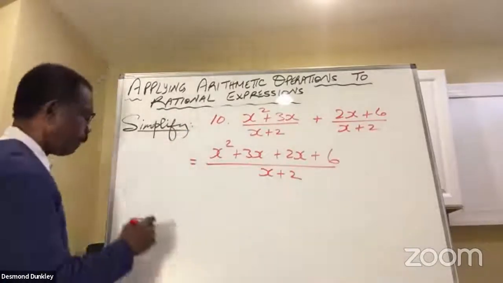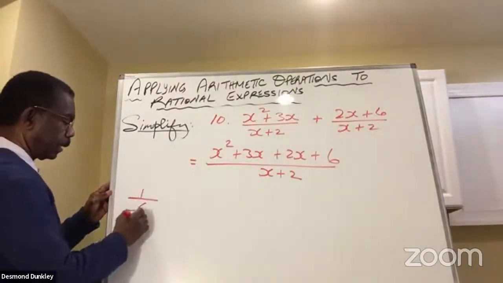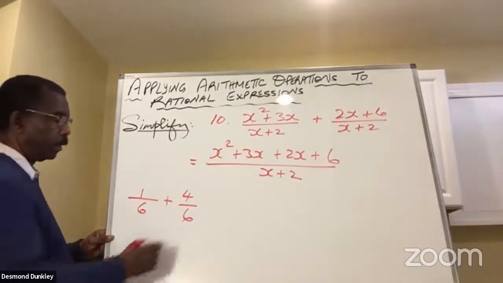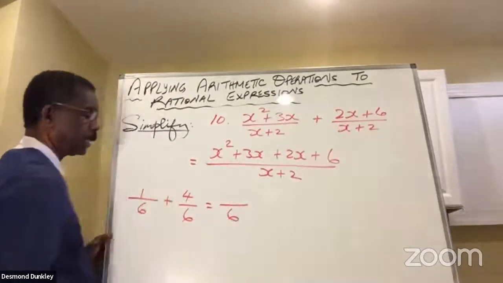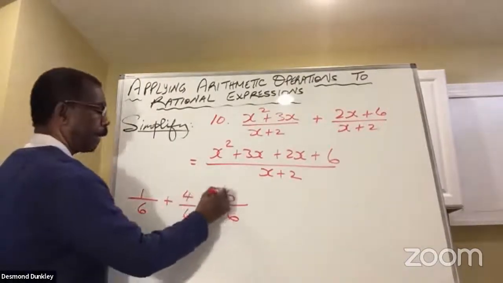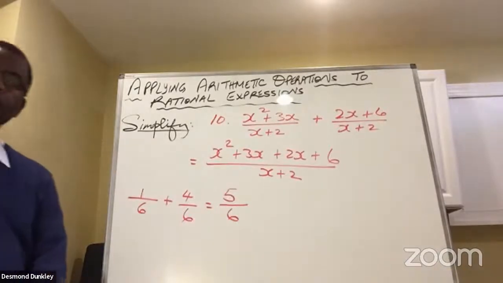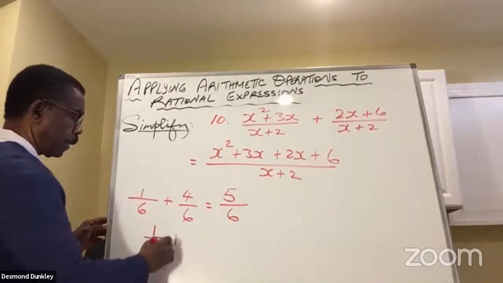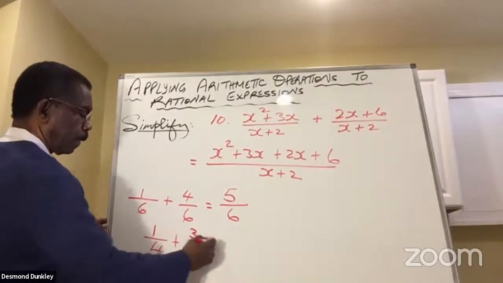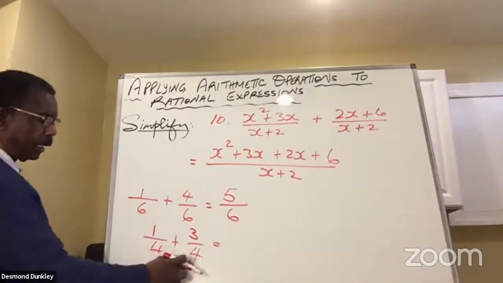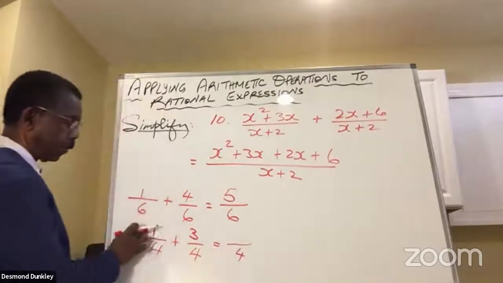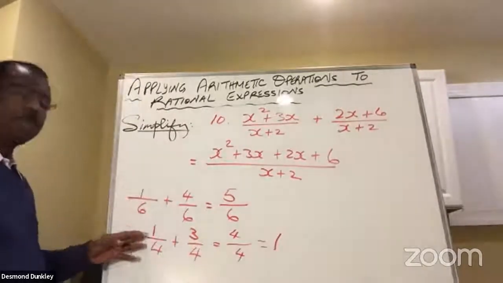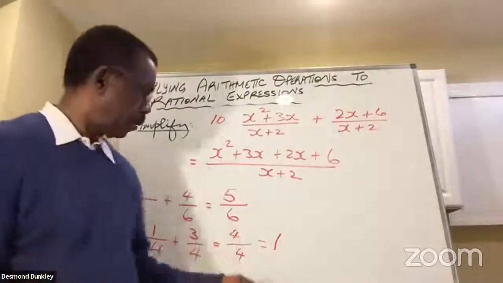For example, if I gave you 1/6 plus 4/6, you know that the common denominator is 6. 1 plus 4 is 5. So the answer is 5/6. If I give you 1/4 plus 3/4, everybody knows that the same denominator is here. So it's 4, and 1 plus 3 is 4. So it's 4/4, which is 1. 1/4 plus 3/4 is a whole, is 1.